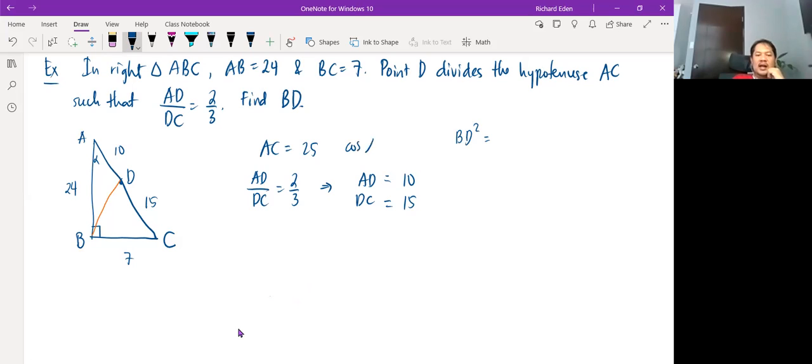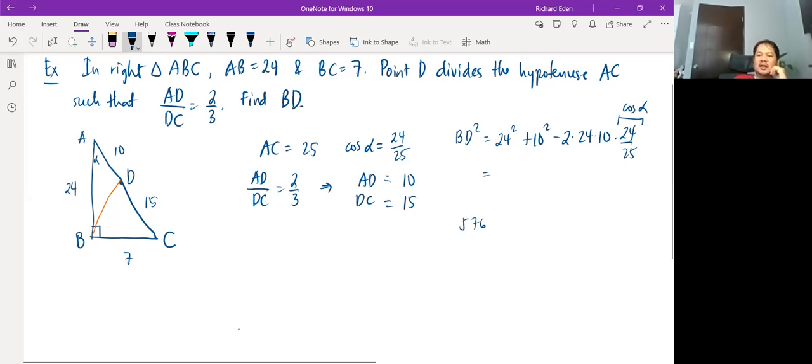So cosine alpha is 24 over 25. So BD squared is equal to 24 squared plus 10 squared minus twice 24 times 10 times 24 over 25. I said this is the cosine of alpha. So 24 squared plus 10 squared, and then 576. I have to do it manually.